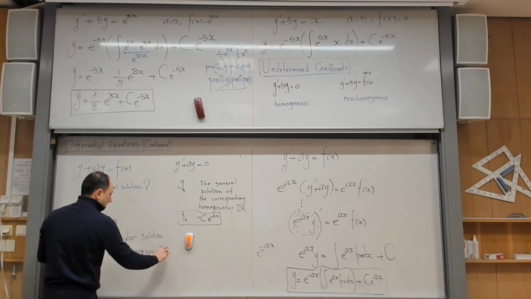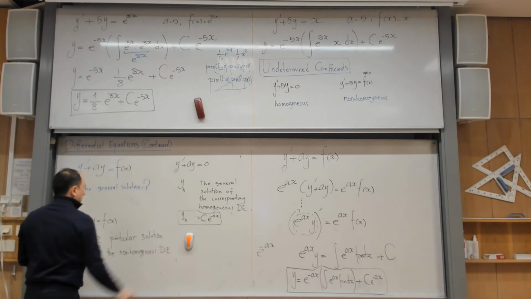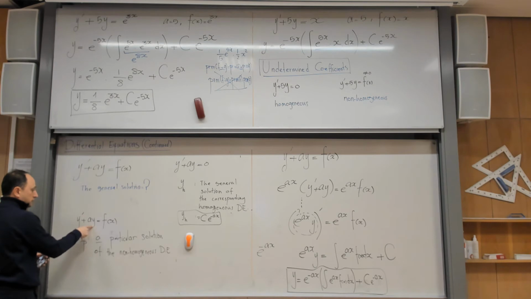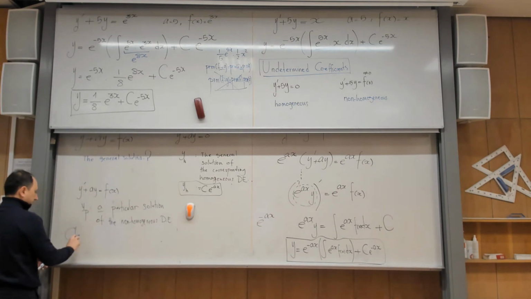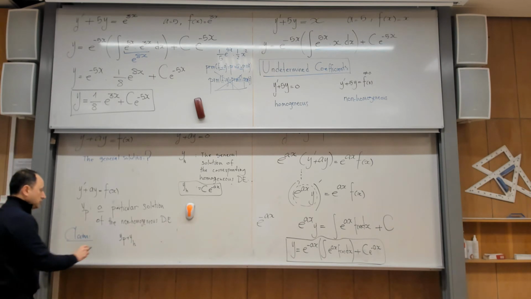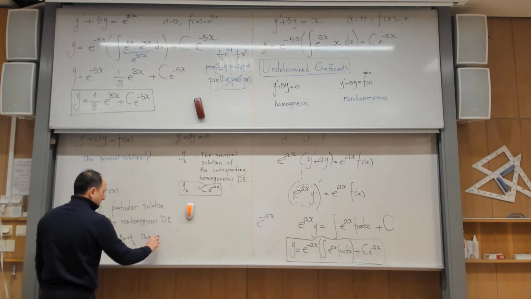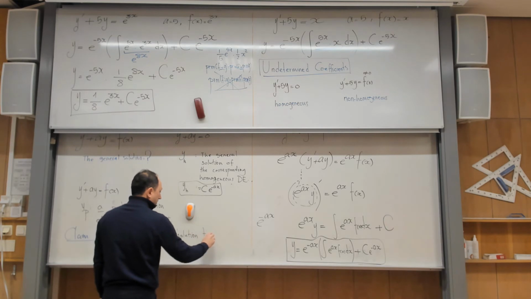So you find the general solution for the homogeneous one. You find a particular solution for the non-homogeneous one. You call it yp. You call it yh. The claim is this: if you add yp to yh, this becomes the general solution to the non-homogeneous differential equation.